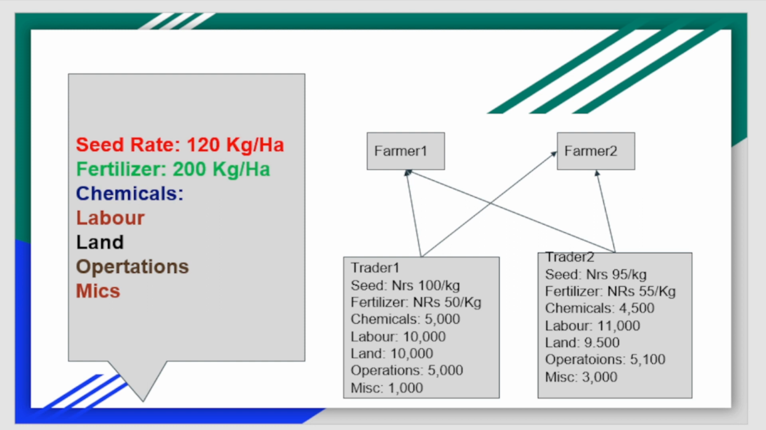Likewise, the labor cost is 10,000 rupees for trader 1 and 9,500 rupees for trader 2. For other operations, it is 5,000 rupees for trader 1 and 5,100 rupees for trader 2, also a lump sum. For miscellaneous costs, trader 1 charges just 1,000 rupees, and trader 2 charges 3,000 rupees. Based on these numbers, farmer 1 and farmer 2 can choose either trader 1 or trader 2 for their production.